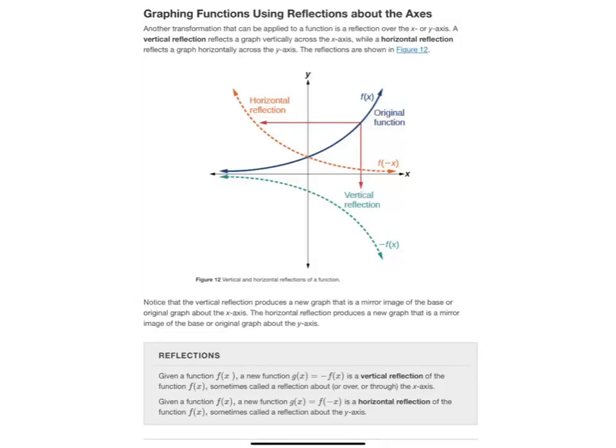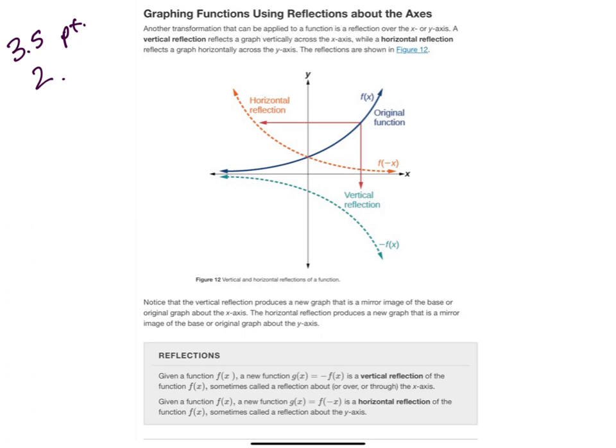This is 3.5 part 2. This deals with reflections. 3.5 part 2. So this corresponds with the homework today. 3.5 part 2 homework. Okay. This deals with reflections. So we're going to talk today about two kinds of reflections.